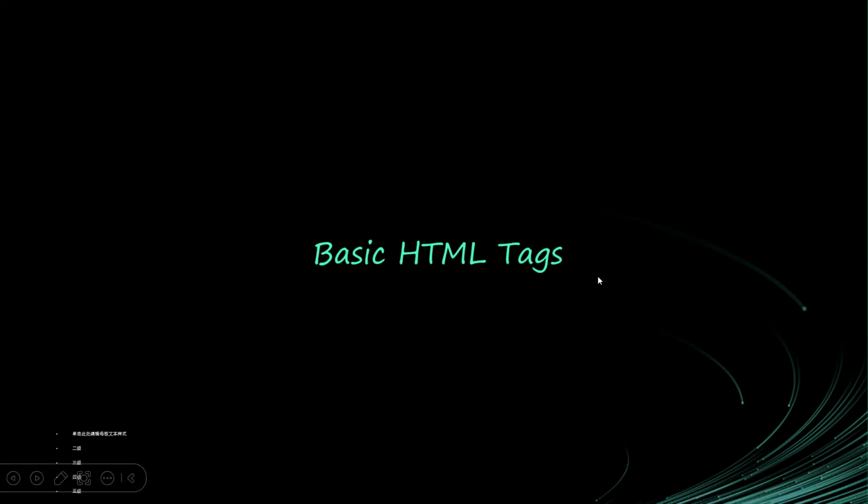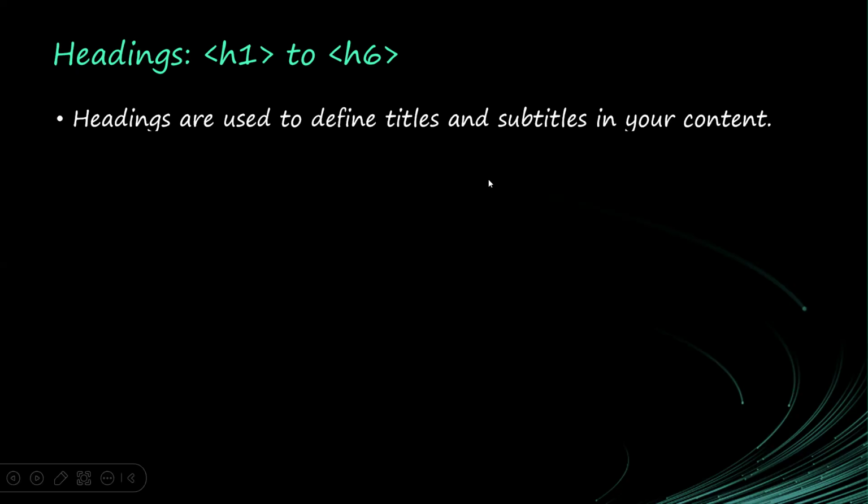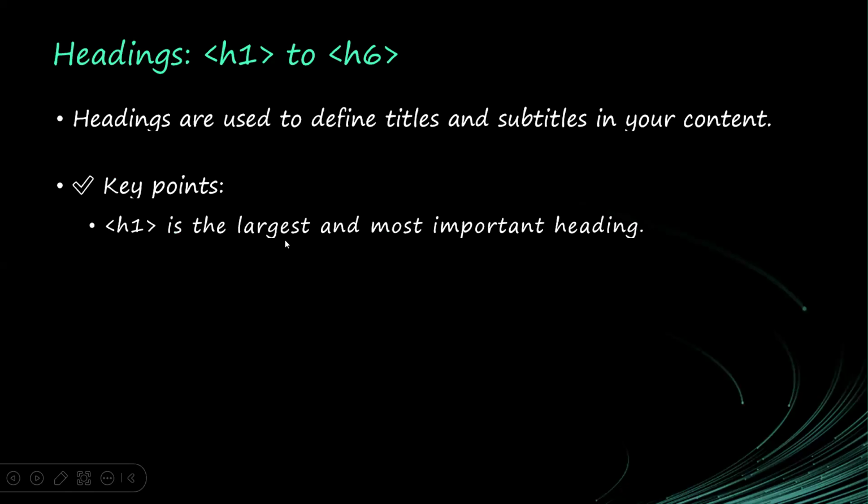Now let's take a look at some basic HTML tags. We have heading 1 to heading 6. A newspaper is a document, and the same thing that you have in a newspaper document, you can also replicate on a web page. All those headings and subheadings, we use H1 to H6 to define them. Headings are used to define titles and subtitles in your content. But before I forget, you can only have one H1.